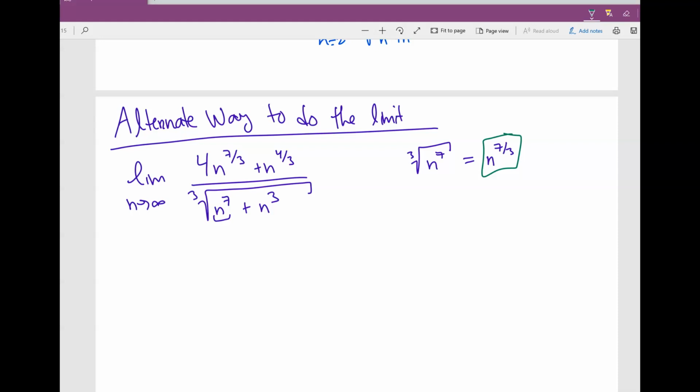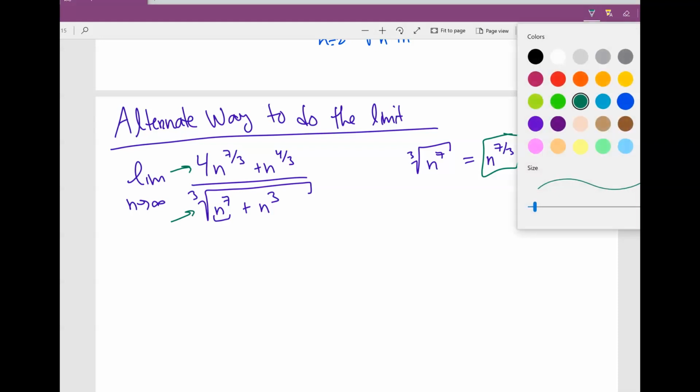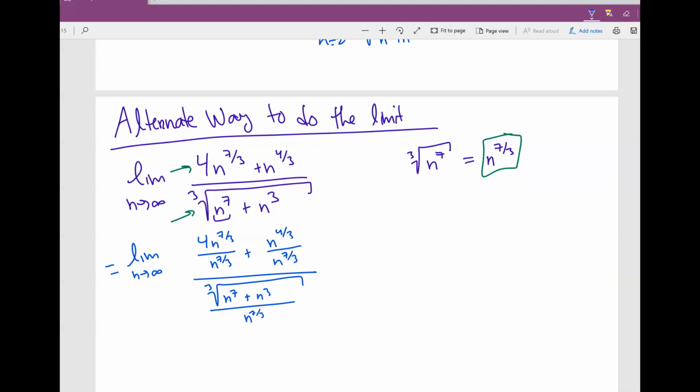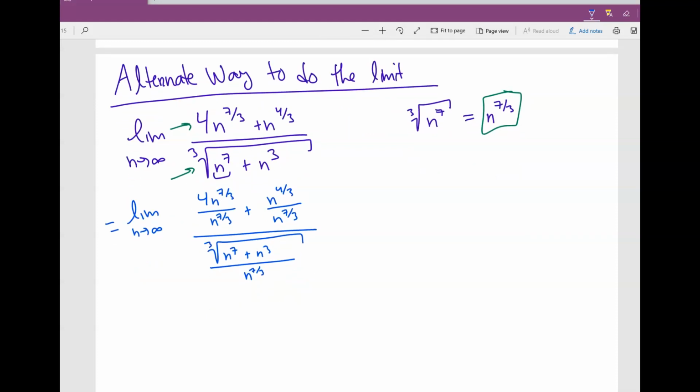The top part, I'm going to divide by n to the 7 over 3, and the bottom part, I'm also going to divide by n to the 7 over 3. You have to be very careful with the denominator especially. So we take the limit as n goes to infinity. This 4n to the 7 over 3, we divide by n to the 7 over 3. The n to the 4 over 3 we also divide by n to the 7 over 3. And this whole cubed root of n to the 7 plus n to the 3rd is divided by n to the 7 over 3 as well. You have to be careful, because it cannot enter the cubed root, not yet at least.